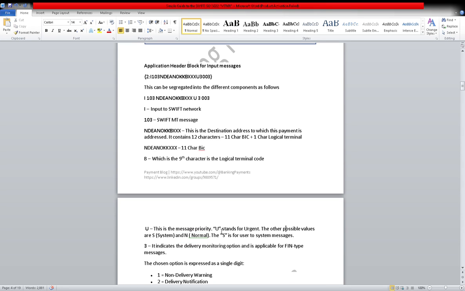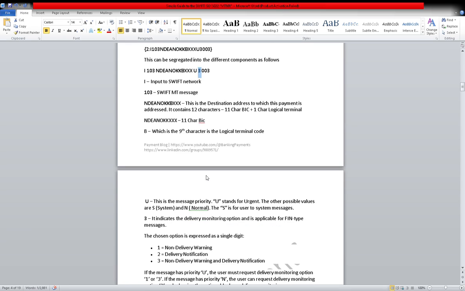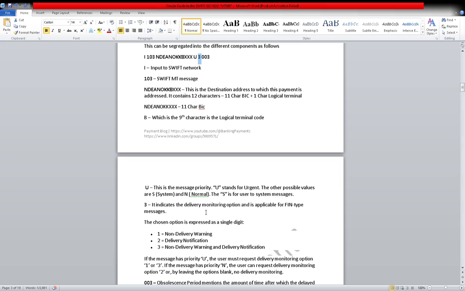So U stands for urgent, S for system message, N for normal. That is mentioned for your block 2. This is the bifurcation of your block 2. Then the last digit, number 3 here. What is 3? The 3 indicates the delivery monitoring option, applicable for FIN type messages.